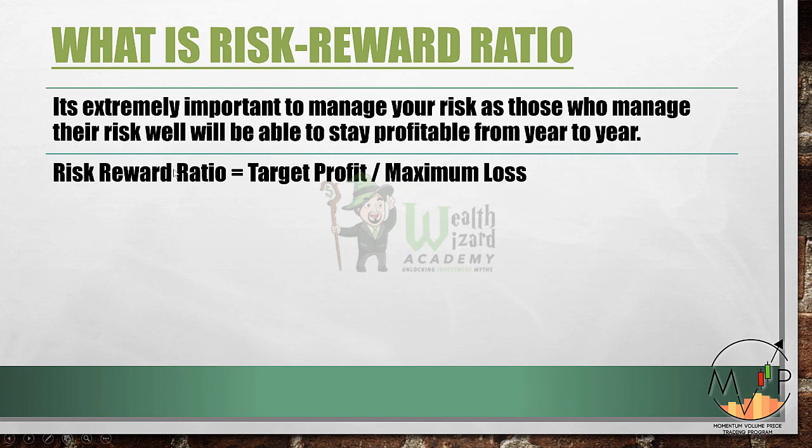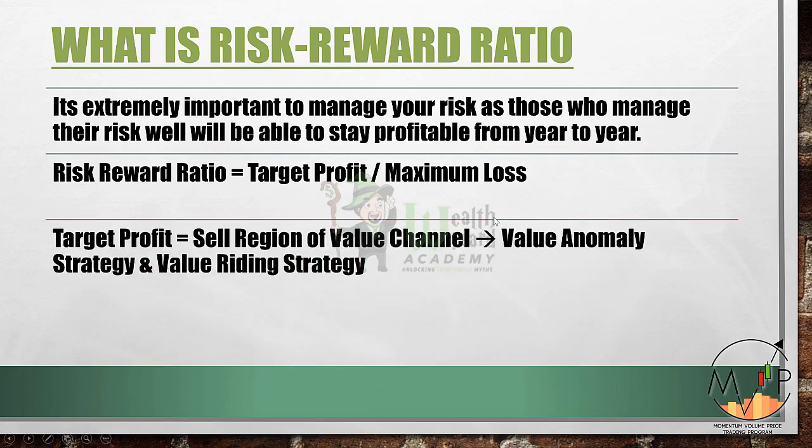Risk reward ratio is measured by your target profit divided by the maximum loss. We're going to look at each of these elements separately shortly, but this is the whole formula. What is your possible profit out of the trades that you're going to take, and what is the possible loss that you may face when you take that trade? So dividing both of them will give you the risk reward ratio.